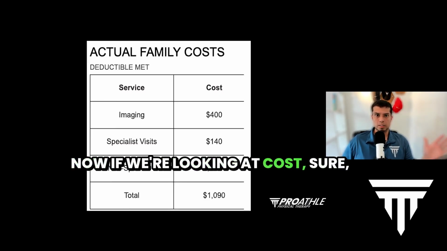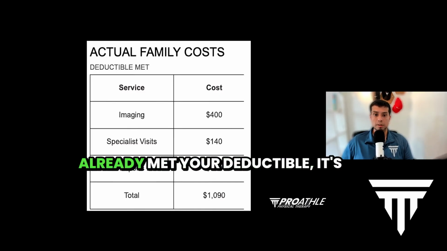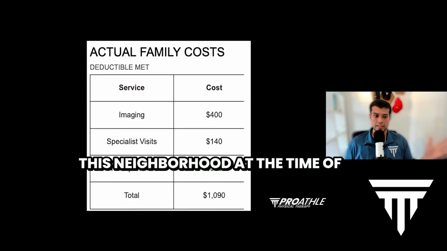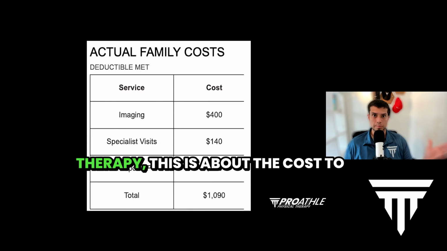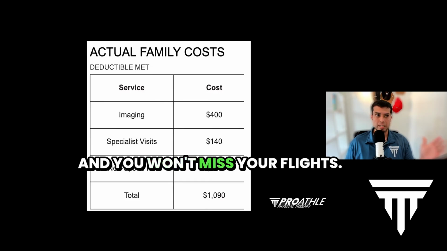Now, if we're looking at cost, sure, it's not cheap. But relatively speaking, if you've already met your deductible, it's still going to run you somewhere in this neighborhood at the time of this recording, about $1,100. I'll tell you this, here at Pro Athlete Physical Therapy, this is about the cost to get you through a season, but at least you will have budgeted for it and you won't miss your flights.